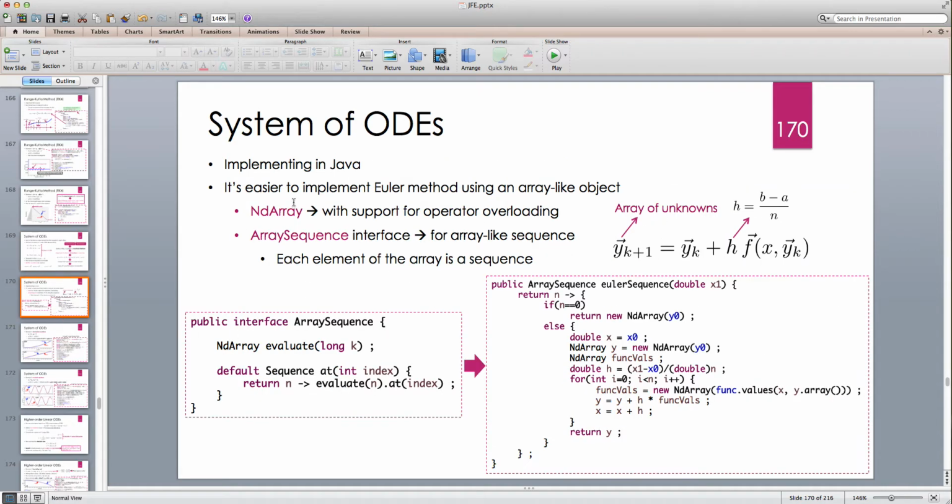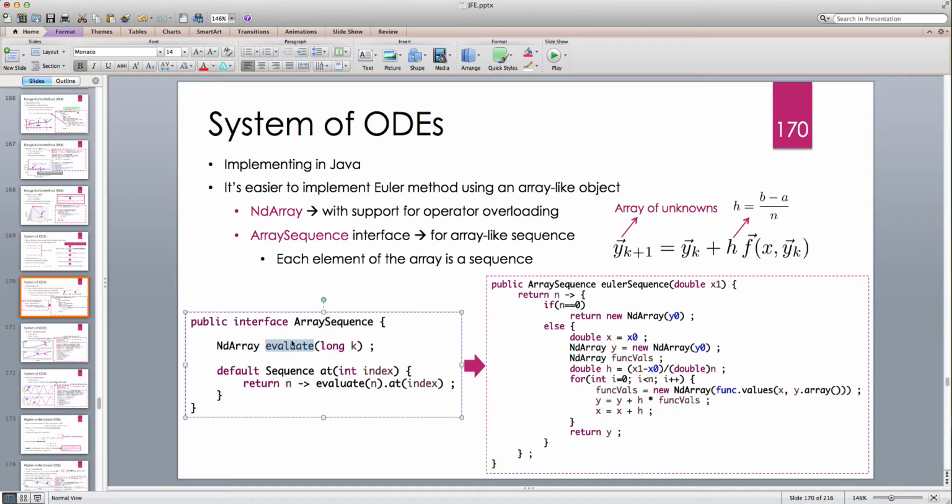And in order to do that, we implemented an object called ND array, and this array basically encapsulates a typical double array with the support for operator overloading. And the reason we did that is because we wanted to avoid writing a lot of for loops and whatever. It's just much easier to have an array object that already supports operator overloading, all right? And then we also defined a vector-based or array-based sequence.